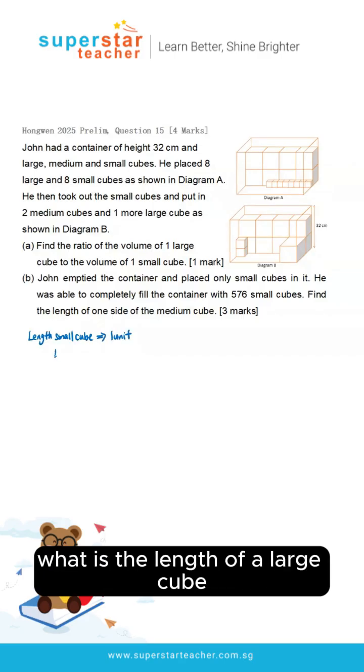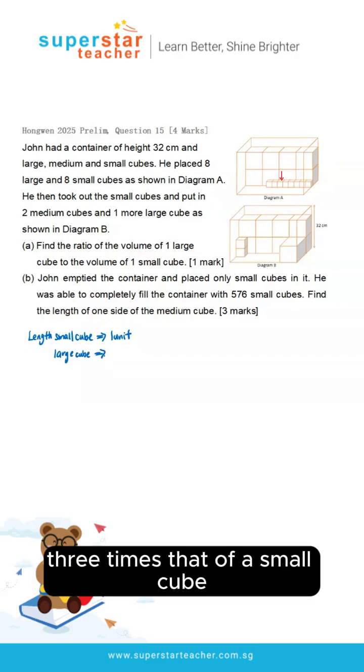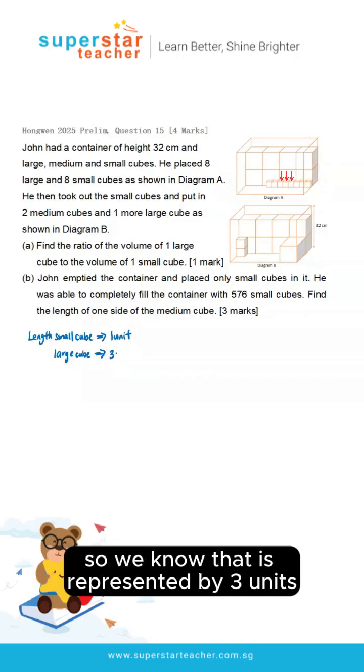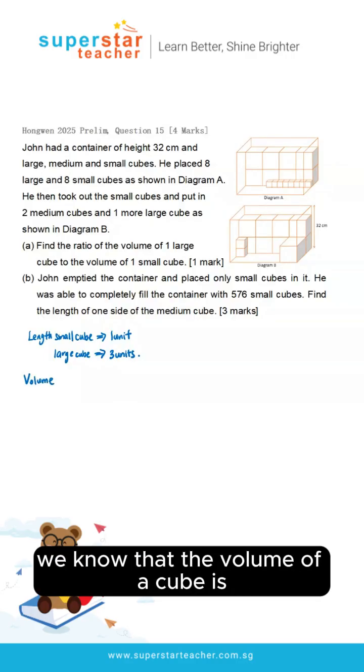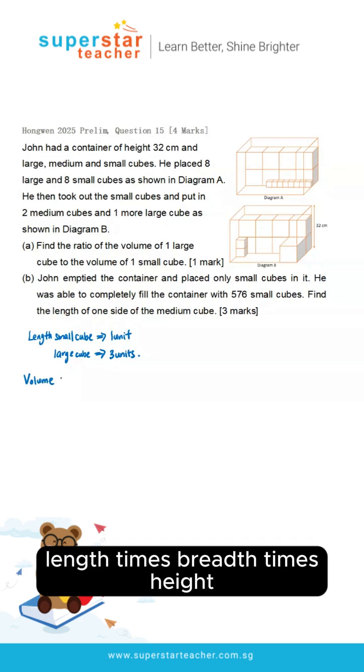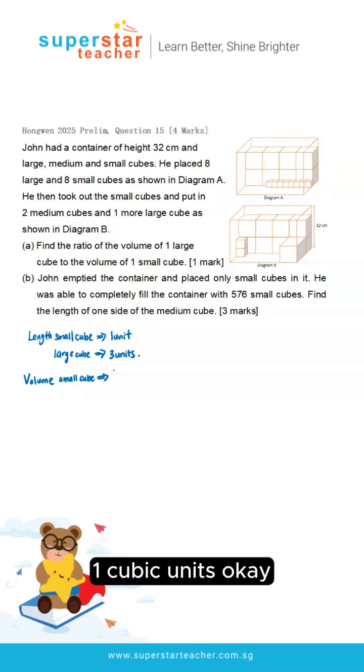What is the length of a large cube? The length of the large cube will simply be 3 times that of a small cube. So we know that it's represented by 3 units. Now, how do we find the volume? We know that the volume of a cube is length times breadth times height. So the volume of a small cube would simply be 1 cubic unit.